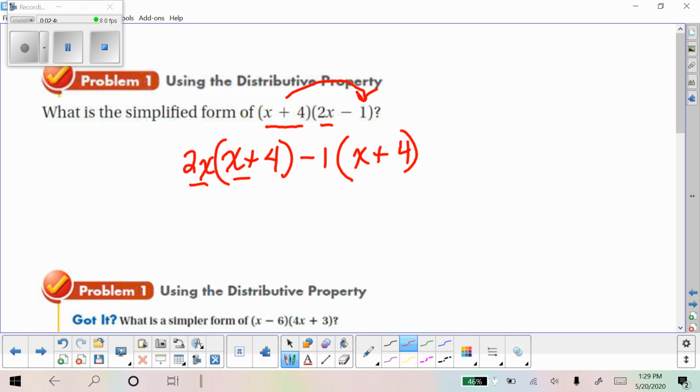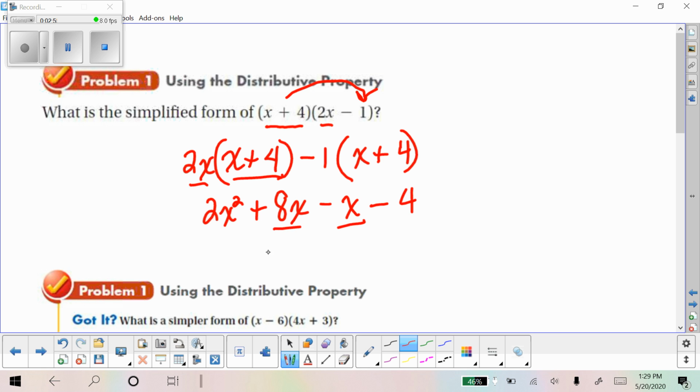Now I'm going to simplify this. 2x times x is 2x squared. And 2x times 4 is 8x. -1 times x is -1x. And -1 times 4 is -4.